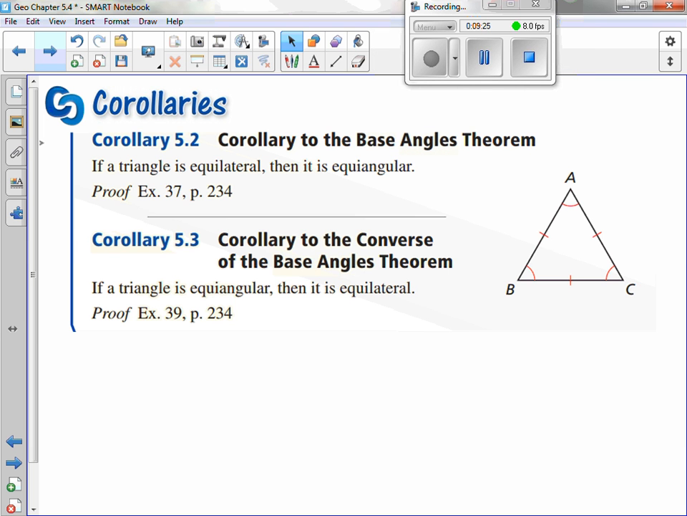So what this is telling us is not only that all the sides are congruent, but all the angles are. All the angles are going to be congruent to each other. And if all the angles are congruent to each other, it means all the sides are congruent to each other. One means the other. These two go together always.